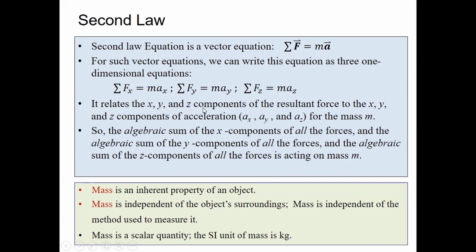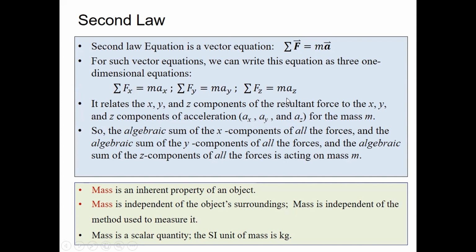So basically the x, y, and z components of the resultant force are related to the x, y, and z components of the acceleration of the mass. So the algebraic sum of the x components of all forces, the algebraic sum of the y components of all forces, and the algebraic sum of the z components of all forces acting on the mass are creating these components of acceleration ax, ay, and az.